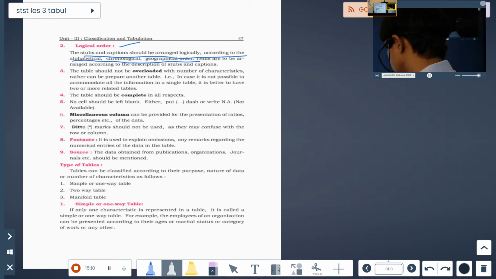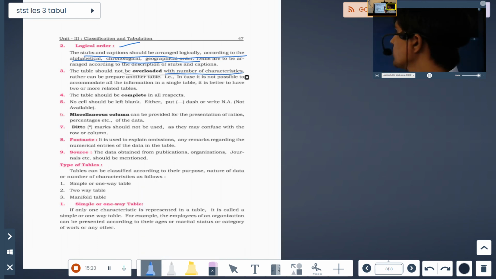Okay, there are no hard rules, but try to keep them as much as logically possible. Then the table should not be overloaded with a number of characteristics; rather, prepare another table. It means do not put everything in only one table. If it's getting clumsy, if too much information is coming in one table, then make one more table. That's what the meaning is. So the table should not be overloaded.